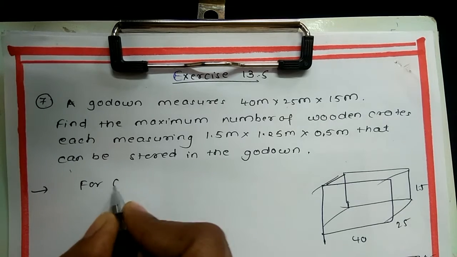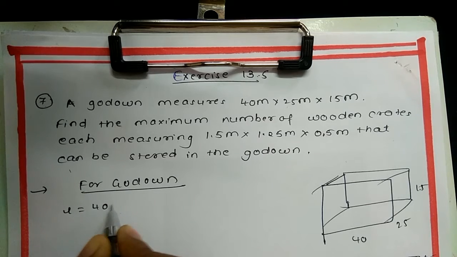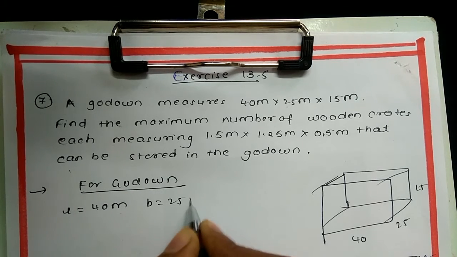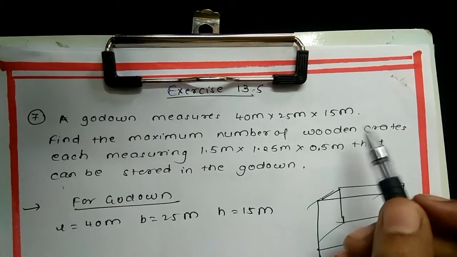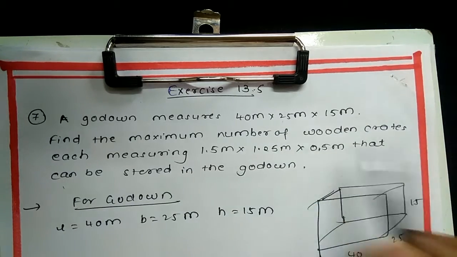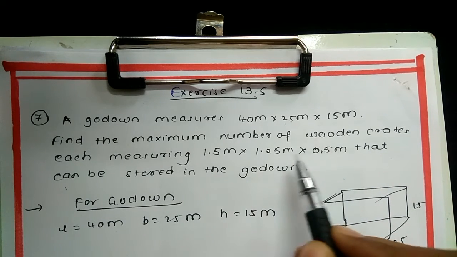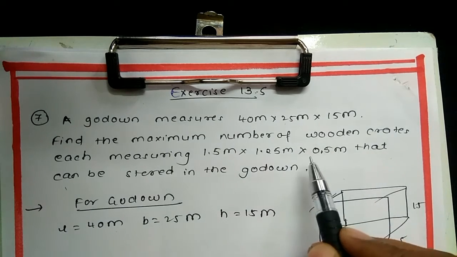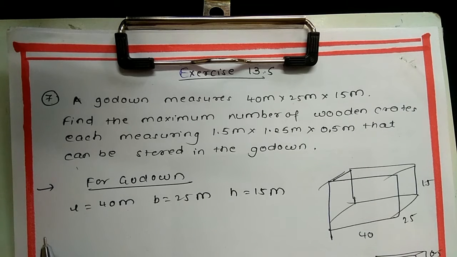For the godown, the dimensions: L is 40 meter, B is 25 meter and H is 50 meter. And remember, whenever you are calculating such questions, all measurements should be of the same unit, meter. If they are not of the same unit, you have to convert into one unit. Suppose it is given in centimeter, either convert all into meter or convert all into centimeter. Now we will find the capacity or the volume of the godown.